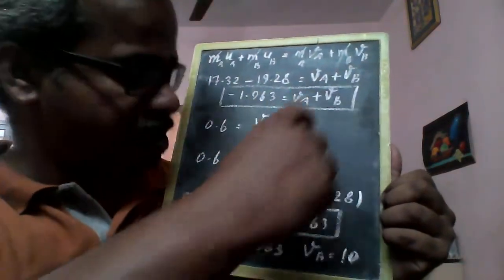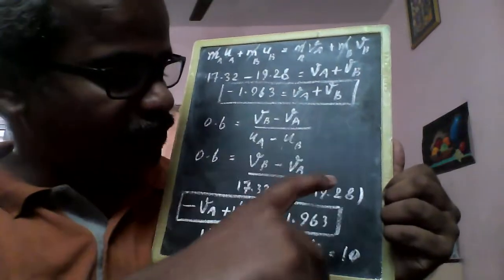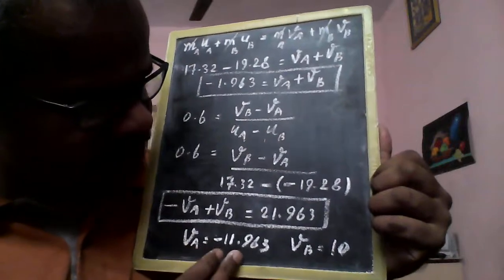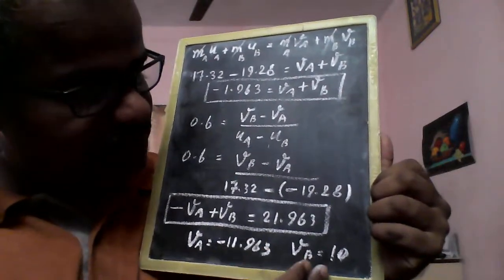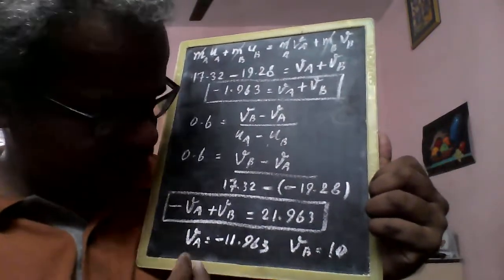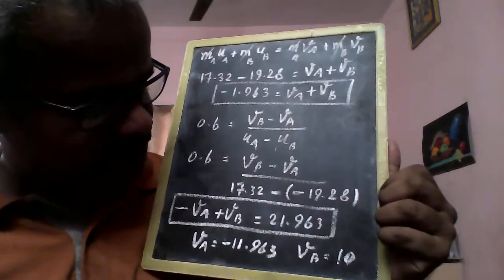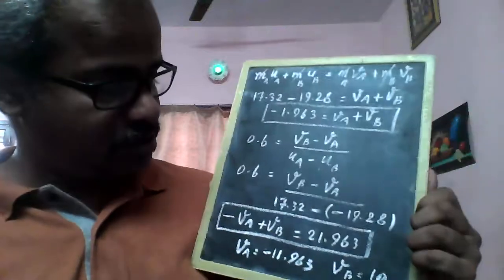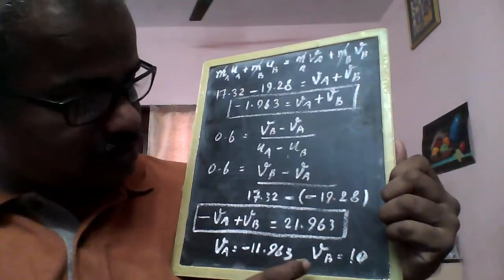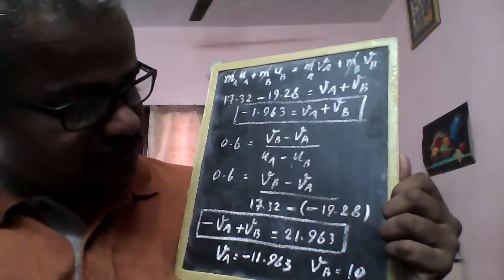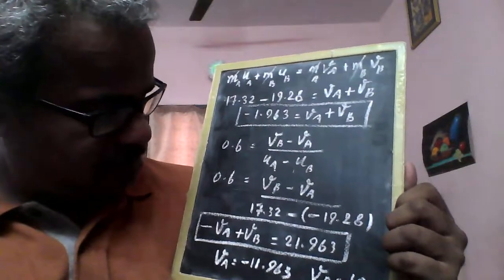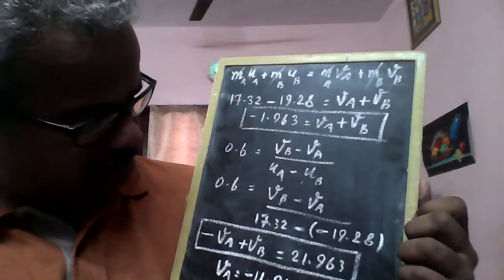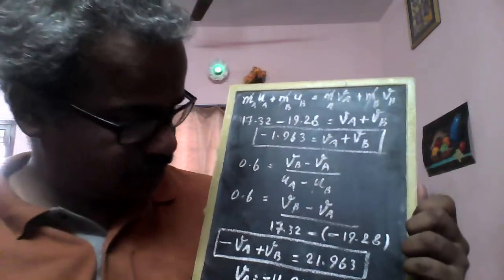The unknowns are VA and VB. I can solve for the two unknowns using my calculator. I will get VA as minus 11.963 and VB as 10. So VA is moving in the negative direction, and VB is moving in the positive direction, that is 10.